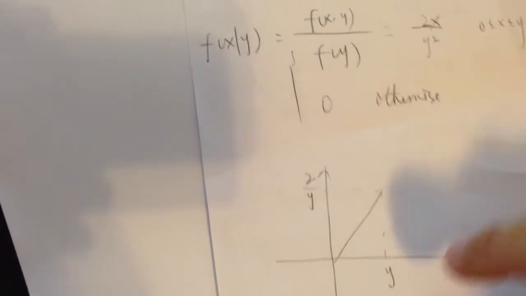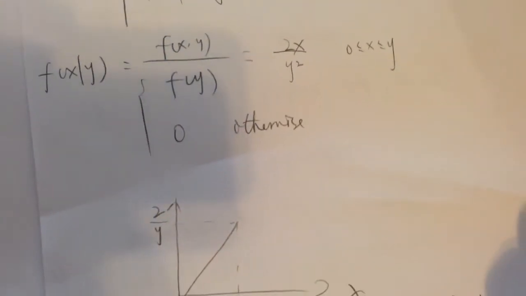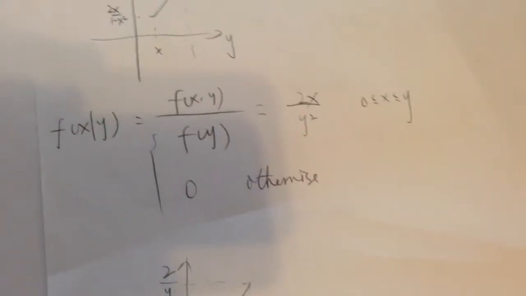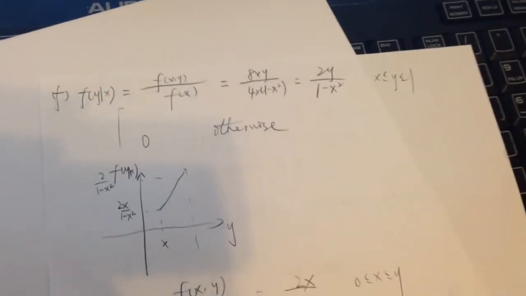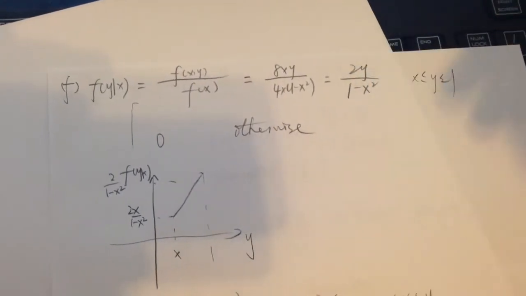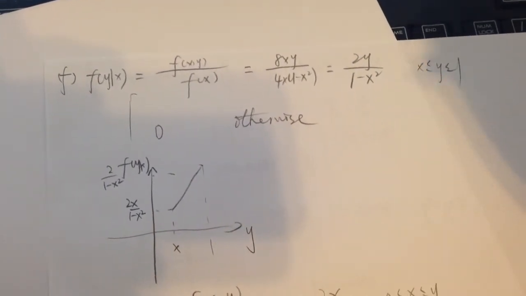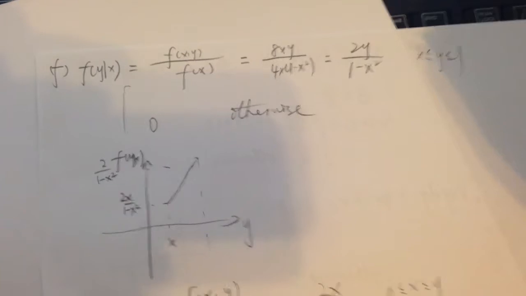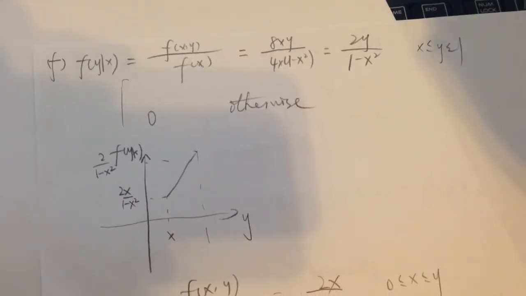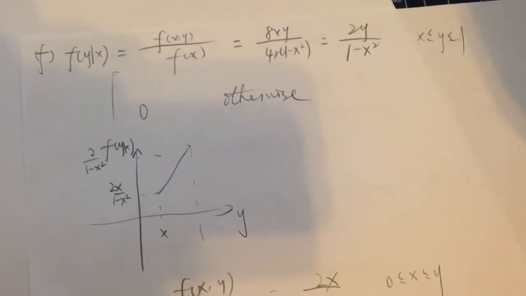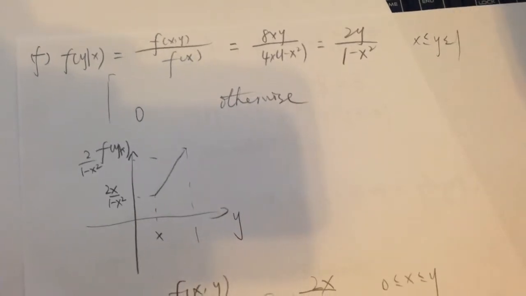Now let's look at the sixth question. Find and sketch the conditional density functions f_{Y|X} and f_{X|Y}. According to the questions above, we can easily get f_{Y|X} equals f_XY over f_X. So we just substitute f_XY and f_X with the equations, and we get f_{Y|X} is 2y over (1 minus x squared).